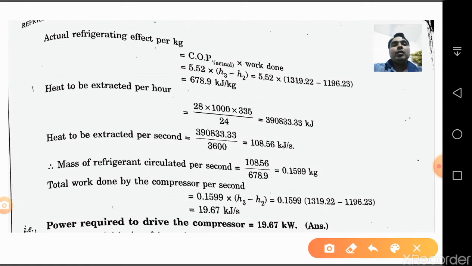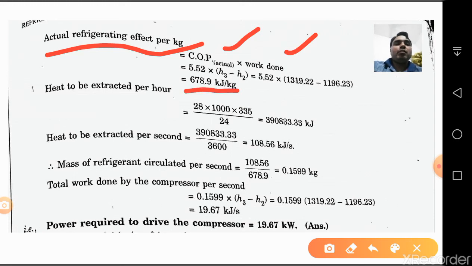Next, actual refrigerating effect per kg. See, how much refrigerating effect per kg our system is giving. So COP of actual equals refrigerating effect divided by work. So the actual refrigerating effect per kg equals COP of actual multiplied by work. So the actual COP we have already calculated and the work we have already calculated, so we find the actual refrigerating effect.